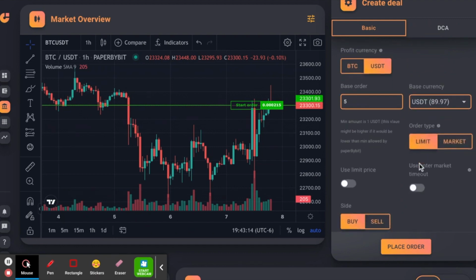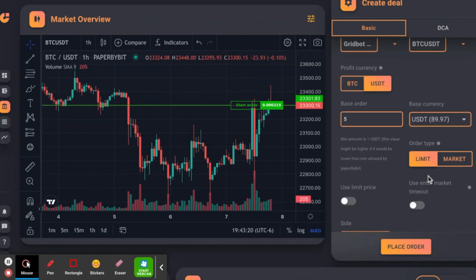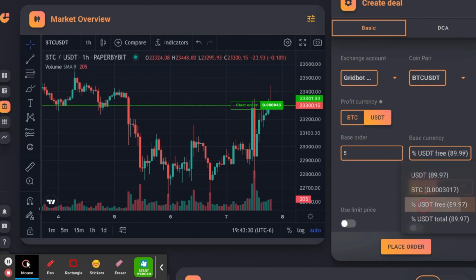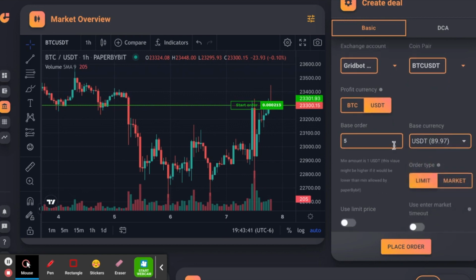If I click on a limit, I can go down, and this is going to show how easily you can end up building this. So my base currency is USDT. I could do a percentage of USDT, so I could say like 5% of that. But what I'm going to do is just a straight dollar amount. So this is going to be $5. I want to do $5 of that.